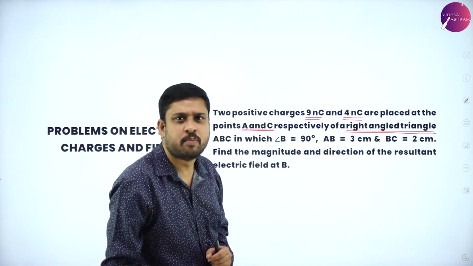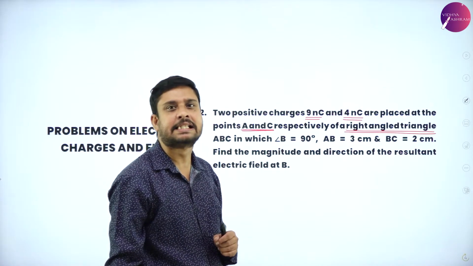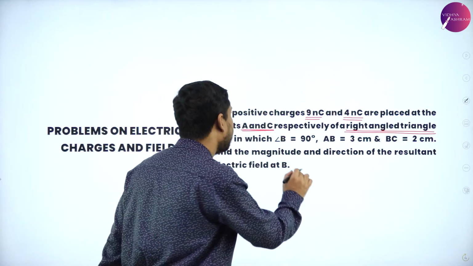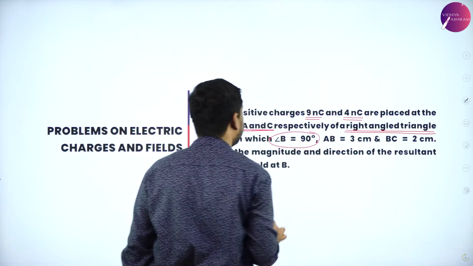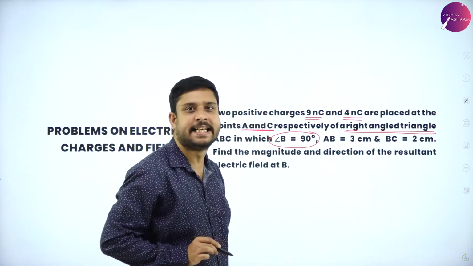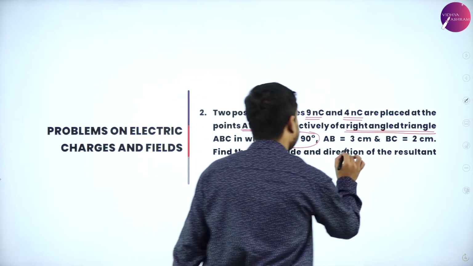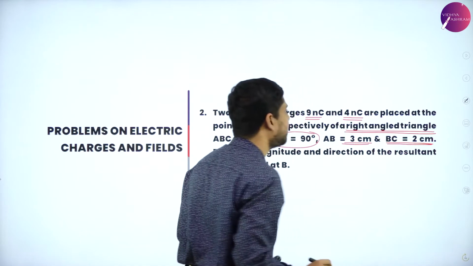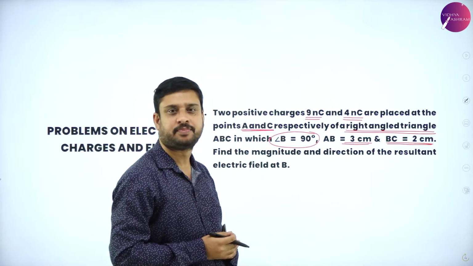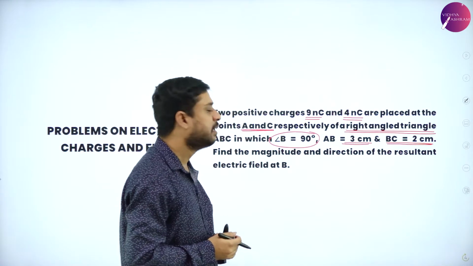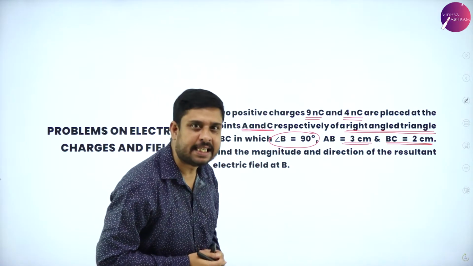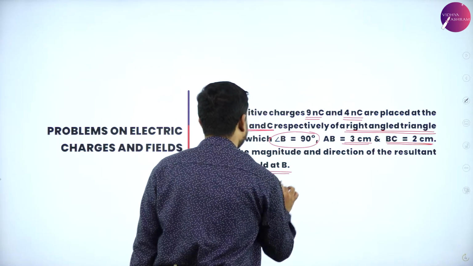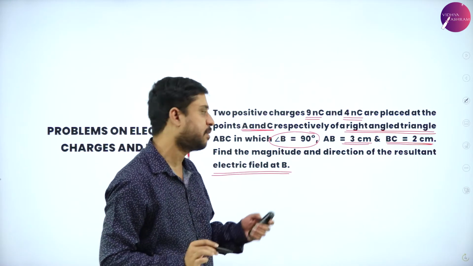Very clearly it is mentioned now. It is a right-angled triangle. Where? Again he says clearly, angle B is 90 degrees. AB is 3 centimeter. Base A is 2 centimeter. Find the magnitude and direction of the resultant electric field at B.